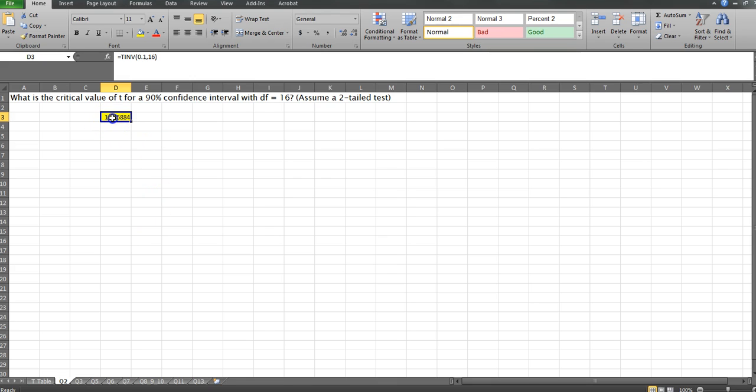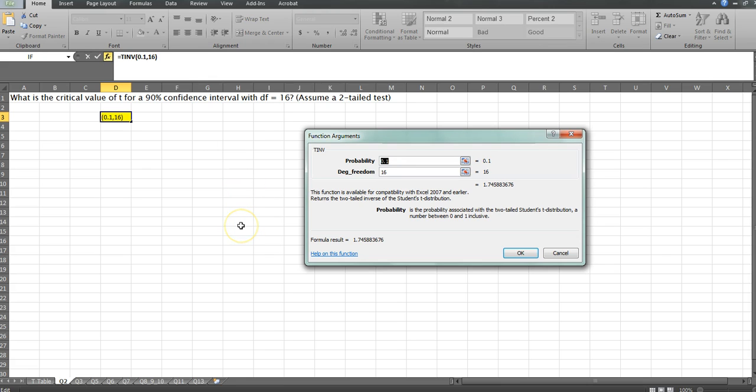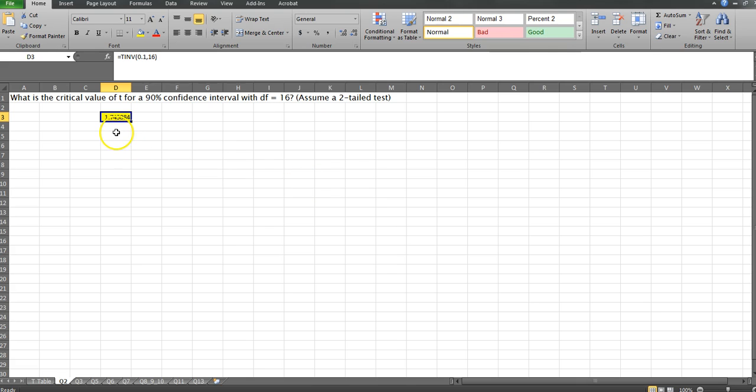Very easy to do. If you just click on the highlighted yellow cell and look in the function box here, you'll see we're using the TINV or inverse T probability function. All we do is input our probability. In this case, it was asking for 90%, so we subtract that from 1 and enter 0.10 or 0.1, then our degrees of freedom, which in this case was 16. Just click OK, and you get a critical t value of 1.745, and so on.